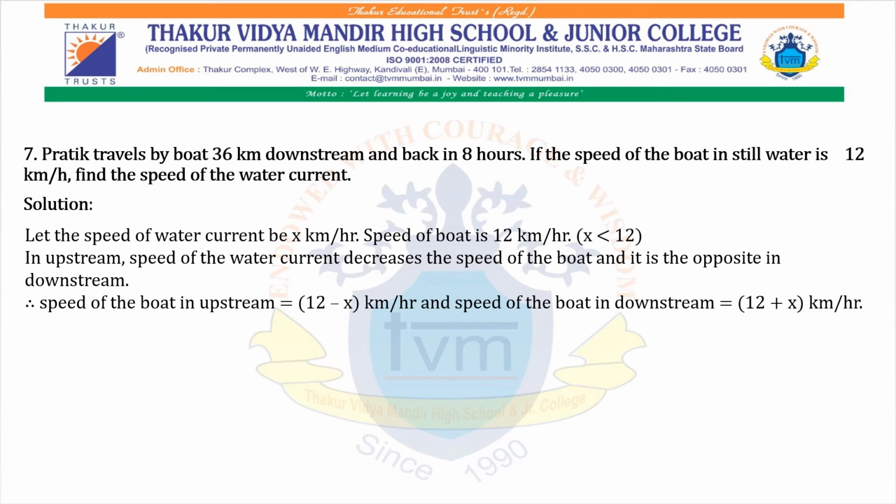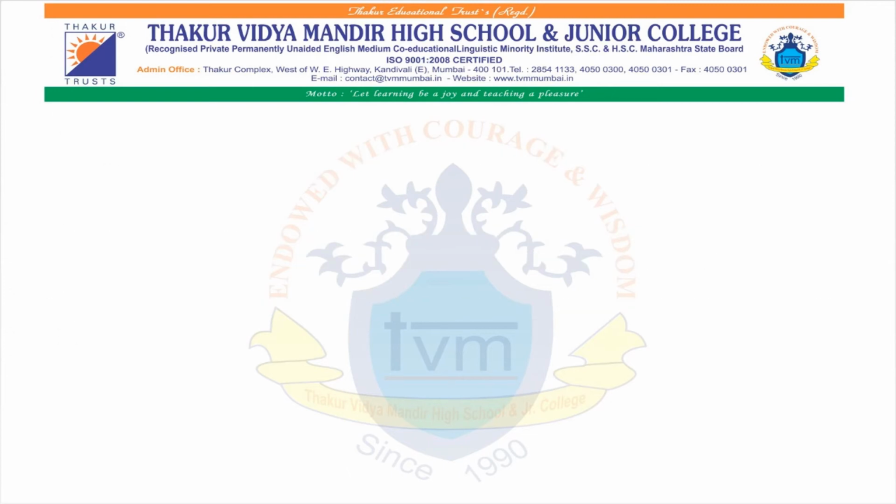Speed of boat is 12 km per hour. In upstream, speed of water current decreases the speed of the boat and it is the opposite in downstream. Therefore, speed of the boat in upstream is equal to 12 minus x km per hour and speed of the boat in downstream is 12 plus x km per hour.